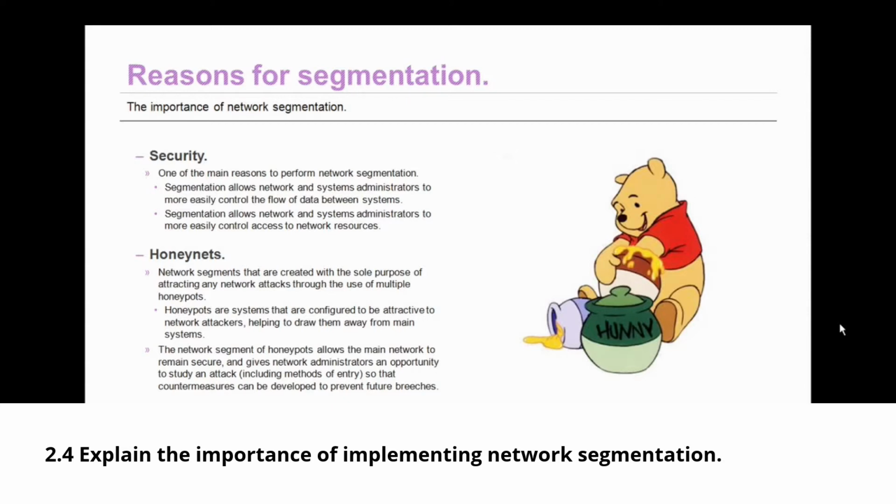An example of segmentation for security would be honeynets. These are network segments that are created with the sole purpose of attracting any network attacks through the use of multiple honeypots. Honeypots are systems that are configured to be attractive to network attackers, helping to draw attackers away from the main network systems and into the honeynet. The network segment of honeypots allows the main network to remain secure and gives network administrators an opportunity to study an attack, including the methods of entry, so that countermeasures can be developed to prevent future breaches.